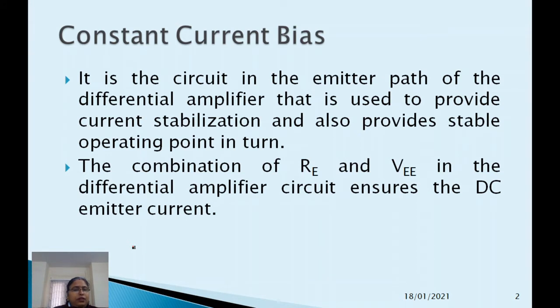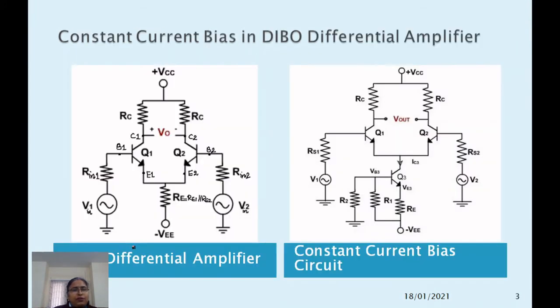As you must remember, in the emitter circuit we were using a common resistor RE. Initially RE and the VEE DC supply were responsible for providing the emitter current. Now the changes that have been made to make the current constant in the emitter circuit are as follows.